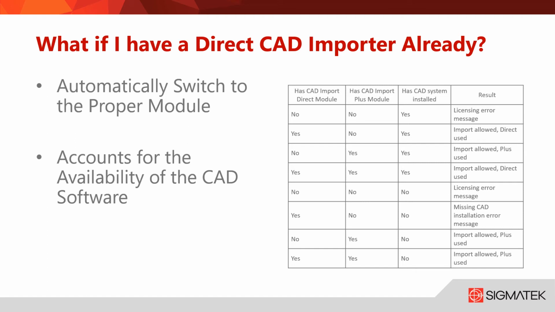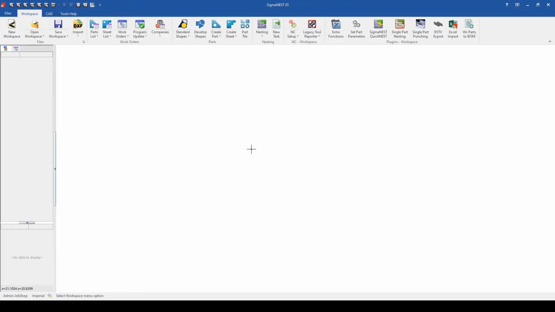Now, if I have a module that can open most CAD file types, what is the benefit for having two different CAD import modules? Let's go back to Sigmatek again to dive deeper into the importer. So now that we're here back in Sigmatek, let's compare the interactive mapping windows between the CAD Import Direct and the CAD Import Plus modules to see how they differ further.